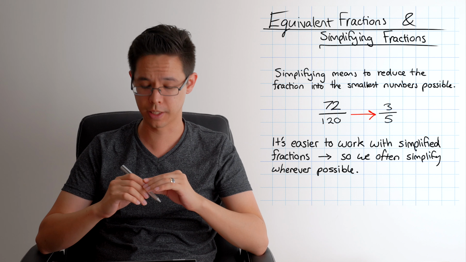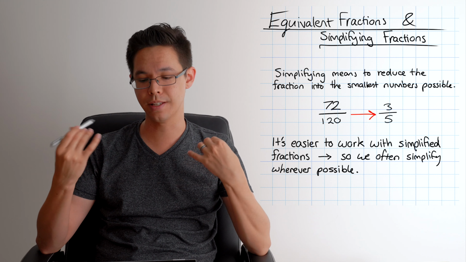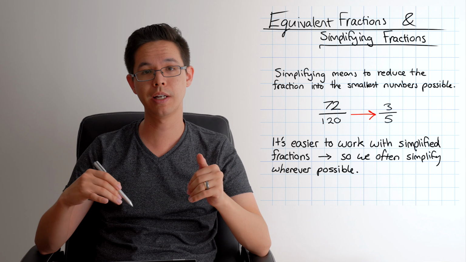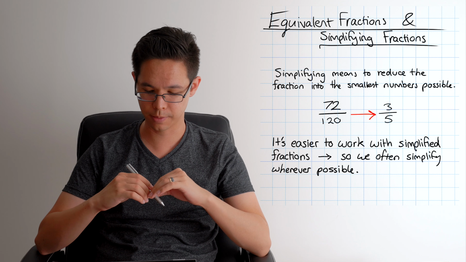So here I've got a basic example. 72 over 120 is exactly the same thing as 3 over 5. In fact, 3 over 5 is the simplified form of 72 over 120.